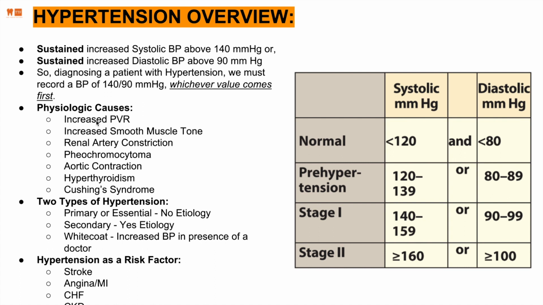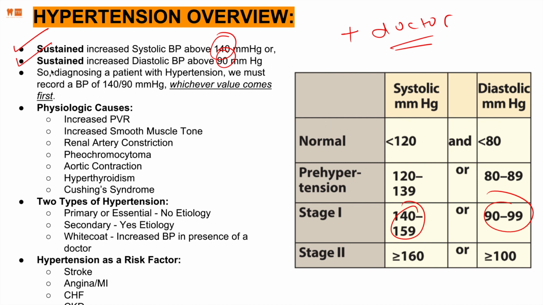What's hypertension? Well, it's a sustained increase in systolic blood pressure above 140 or a sustained increase in diastolic blood pressure over 90. The term sustained is very important because otherwise it could be classified as white coat hypertension. For example, if you visit the doctor and in the presence of the doctor your blood pressure reading is, say, 140 over 90, then it's not hypertension. It's known as white coat hypertension.